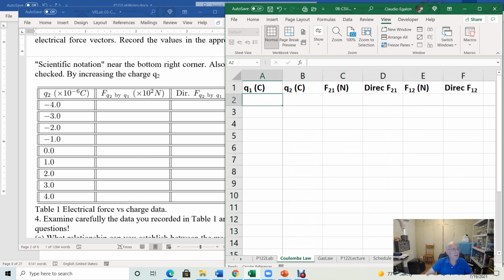Here is going to be 4. Here you go. 4 divided by a million because it's micro. 1, 2, 3. 1, 2, 3. Okay, like that. And here's going to be minus 4 divided by 1 million. 1, 2, 3, 1, 2, 3.